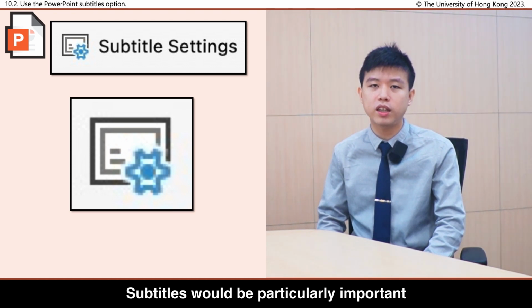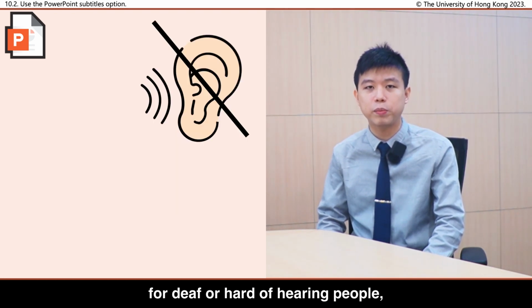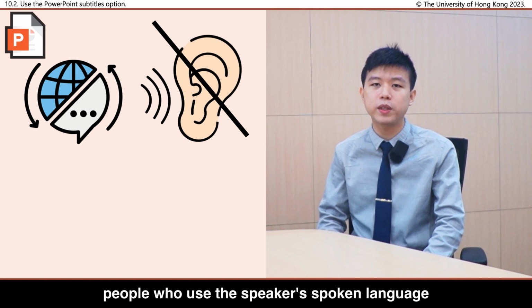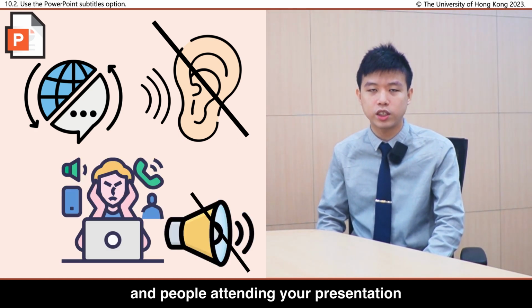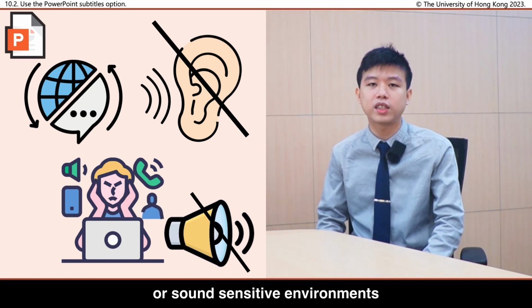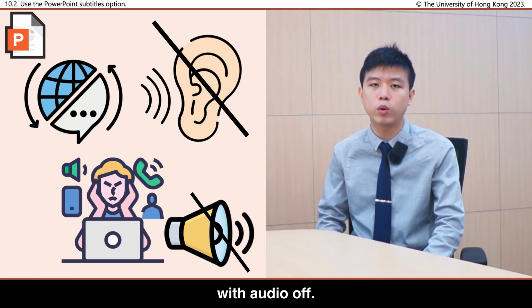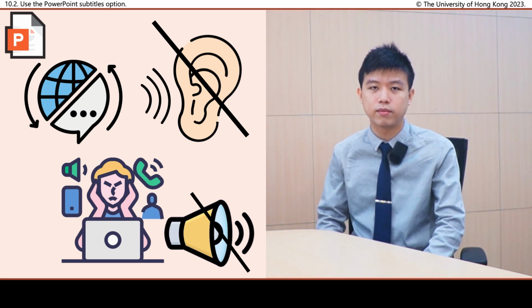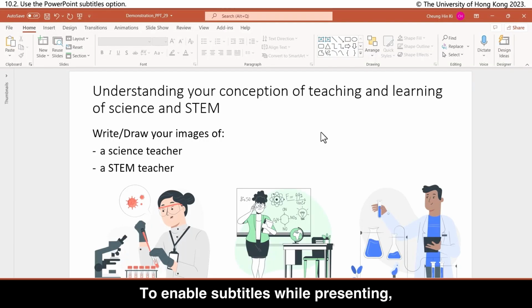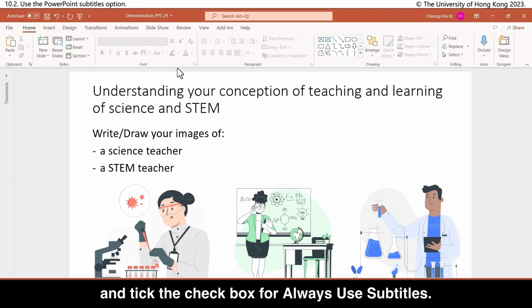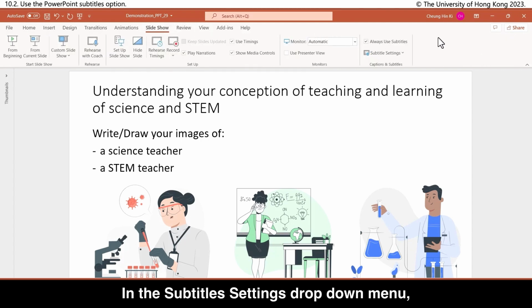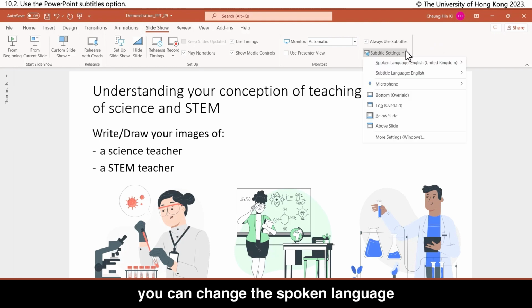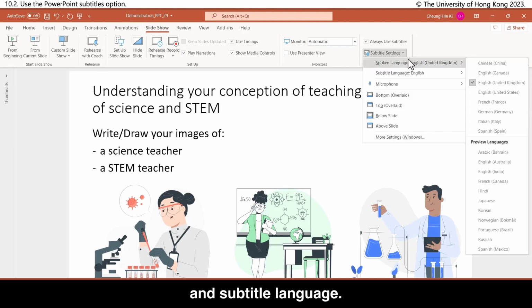Subtitles would be particularly important for deaf or hard of hearing people, people who use the speaker's spoken language as their second language, and people attending your presentation in noisy environments or sound-sensitive environments with audio off. To enable subtitles while presenting, go to the Slideshow tab and tick the checkbox for Always Use Subtitles. In the Subtitles Settings drop-down menu, you can change the spoken language and subtitle language.